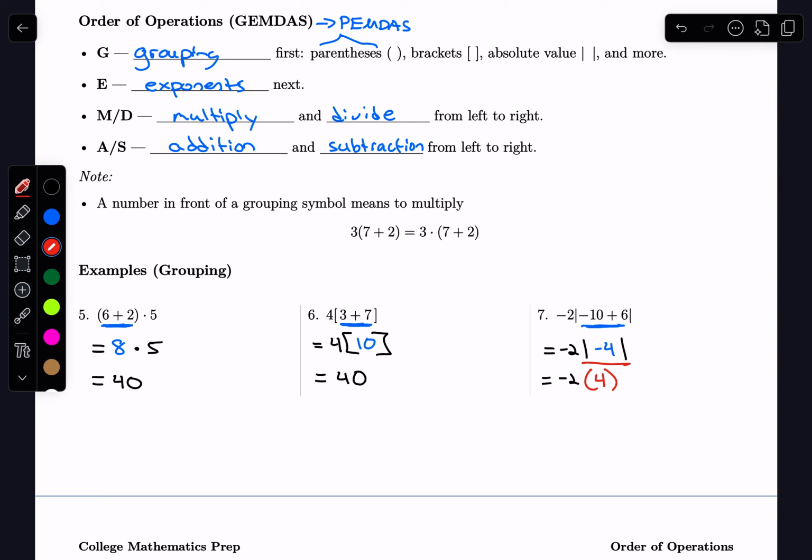So now we do that multiplication. -2 times 4 is a negative times a positive. So we get a -8 from that one. Okay, the mistake most students will make here is multiplying -2 times -4 in this step. But we have to do that absolute value symbol before we do the multiplication, because the absolute value is a grouping symbol, and grouping comes before multiplying.